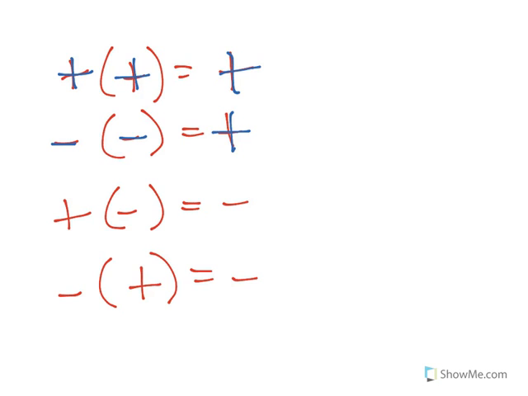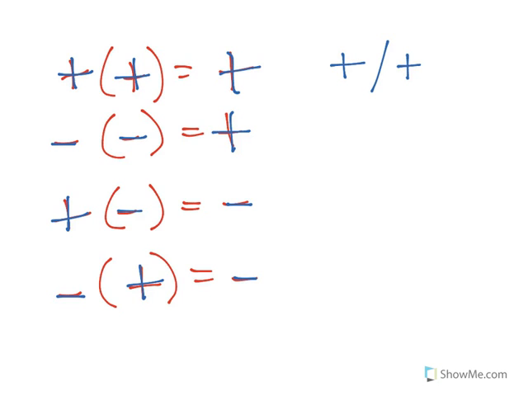Now, if it's an odd amount, 1, 2, 3. 3 is odd. Therefore, our answer is negative. It's an odd amount of lines. Our answer is negative. And again, for division, it works the exact same way.